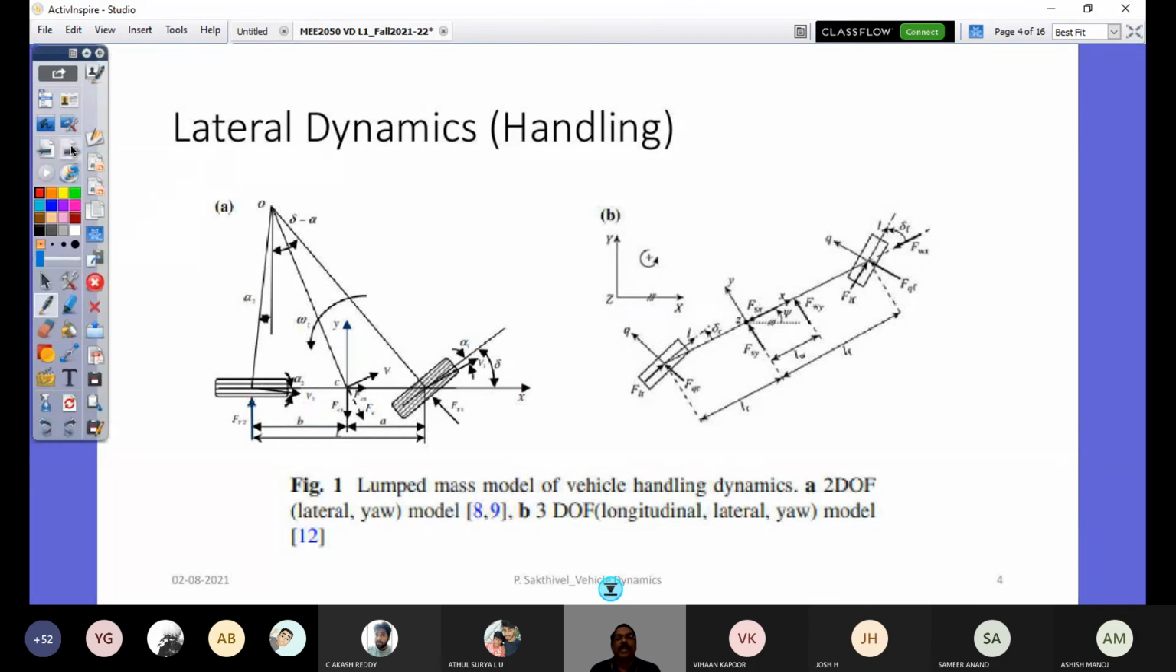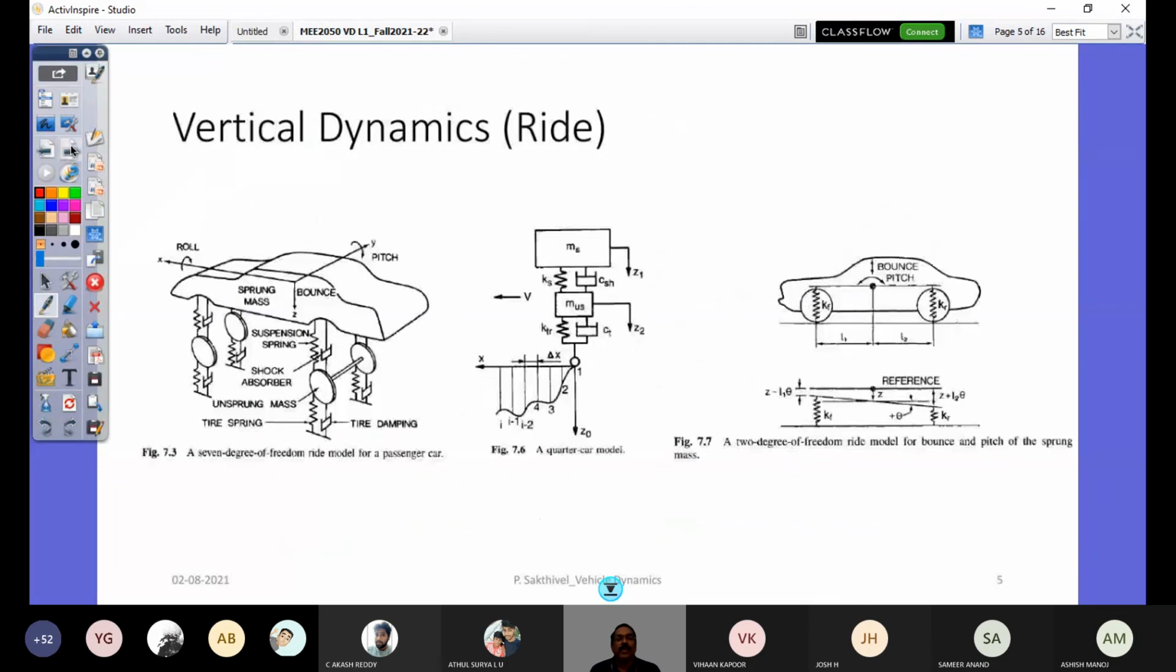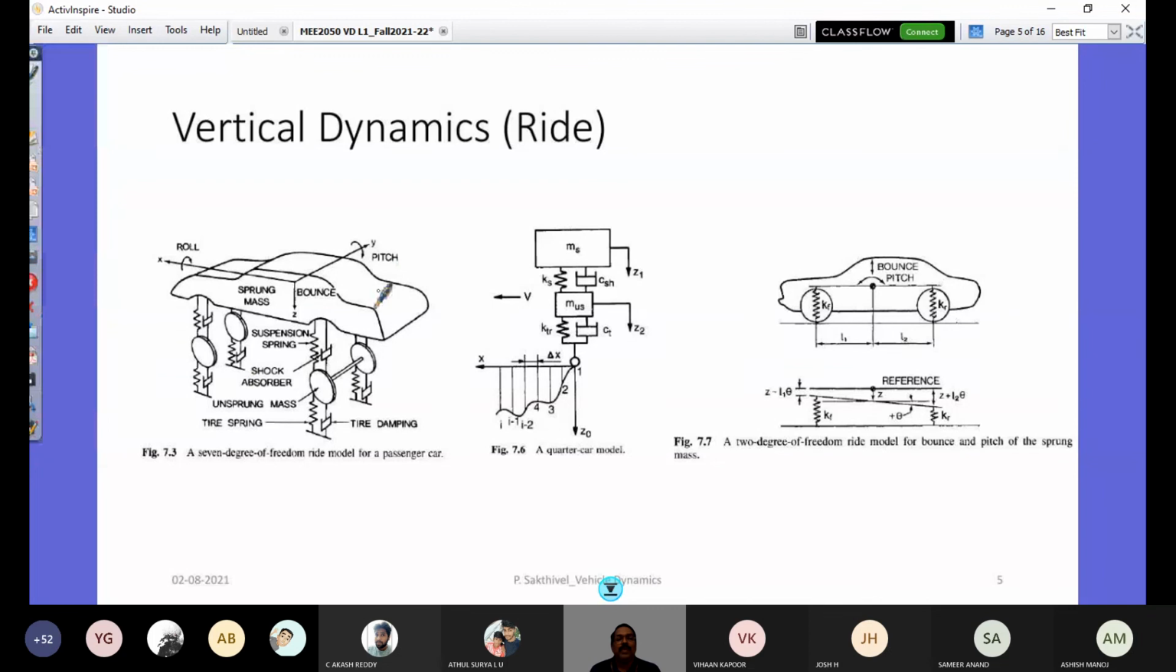And then you'll have vertical dynamics, what I was telling you, where you can represent your vehicle as a lumped mass spring damper system. You would see the pictures here, three. One shows a 7-degree-of-freedom ride model of a passenger car. One is called the quarter car model. Another one is called the pitch and bounce model. These models can be applied with Newton's second law and Euler equation, and you would be able to derive the fundamental governing equation.